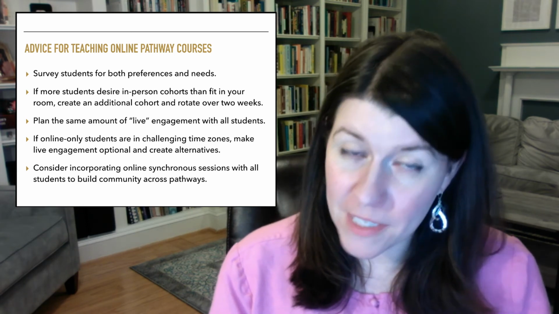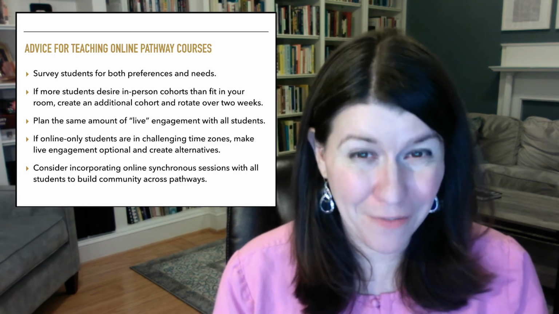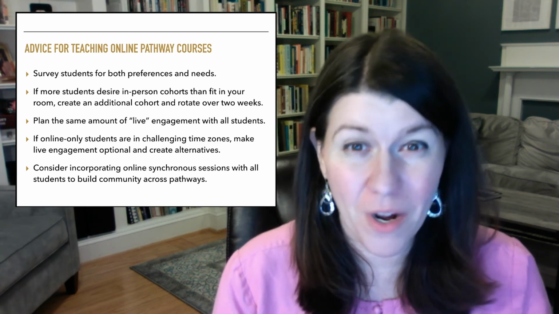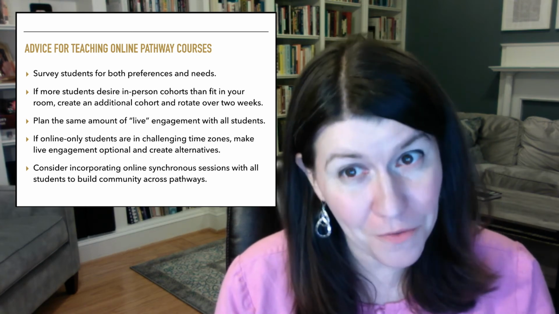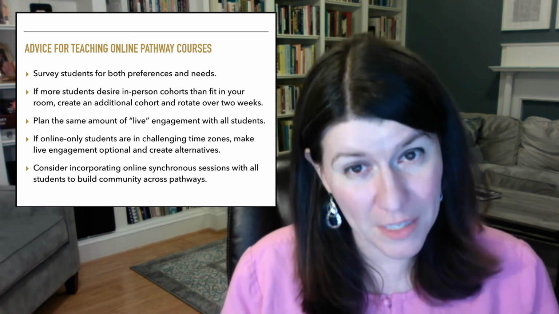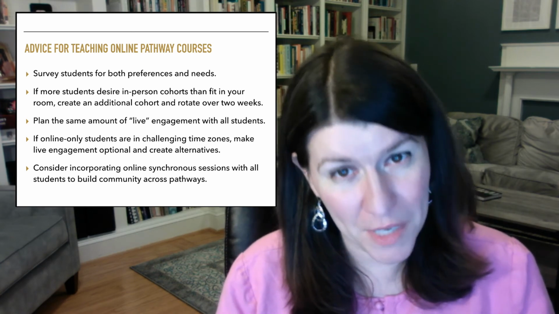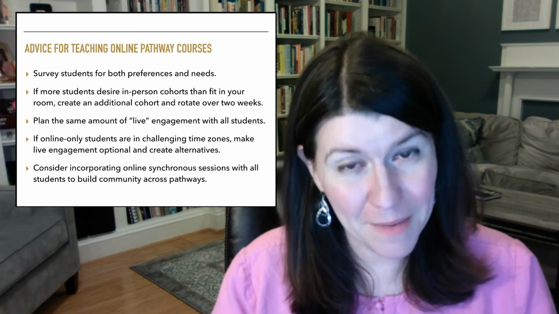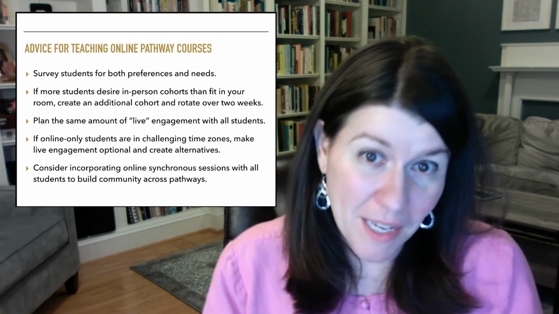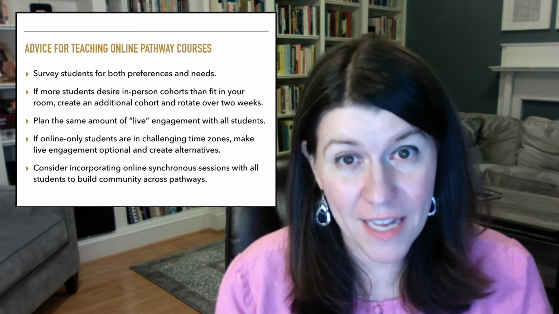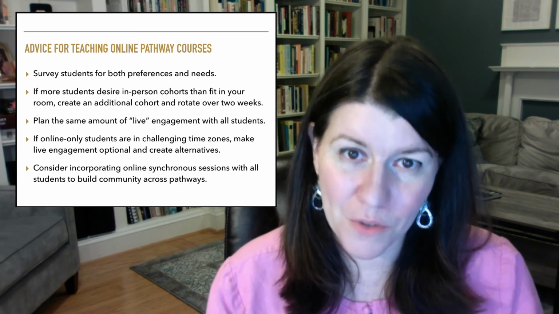One interesting wrinkle is if you have some online students in the online pathway who have really difficult time zones. This is a real challenge, and we don't have great solutions for that. But what I would say is that you should make live engagement optional for those students and create alternative ways for them to access the material if you can. We'll hope that that doesn't happen too much because the online students picked the times of the classes that they signed up for, so we're hopeful that they know that they may be expected to be in a synchronous session at that time. But if they can't, then you could create some asynchronous alternatives for them.